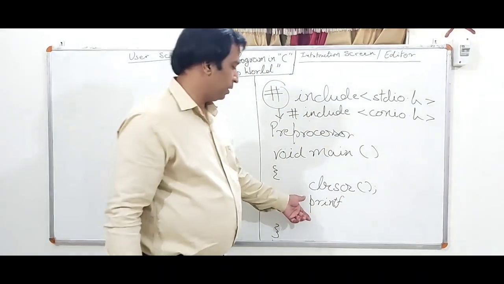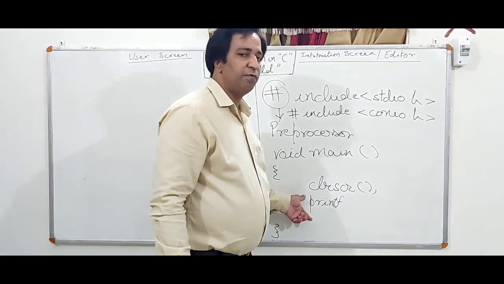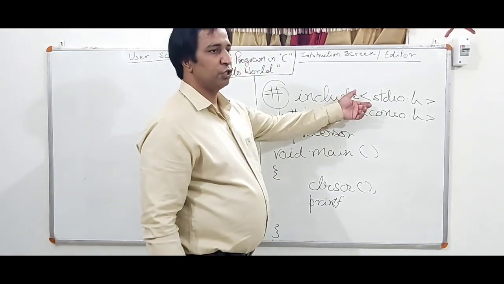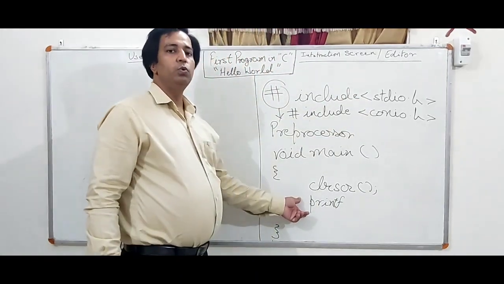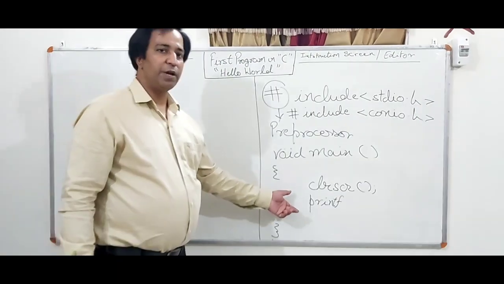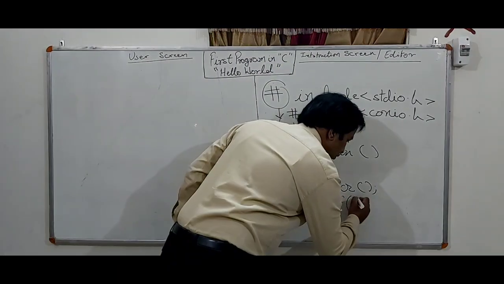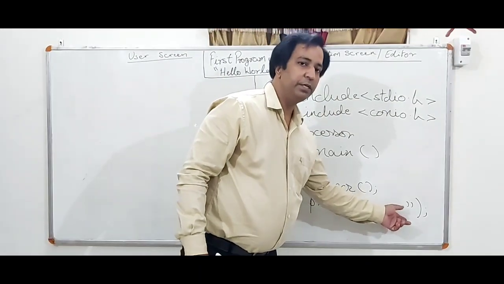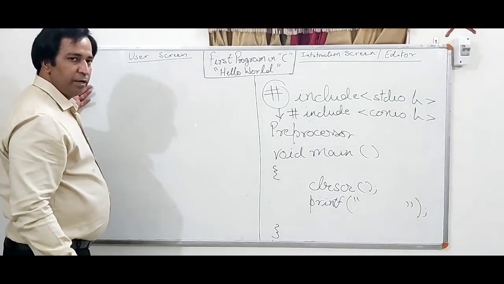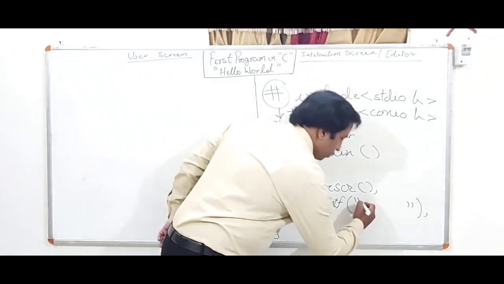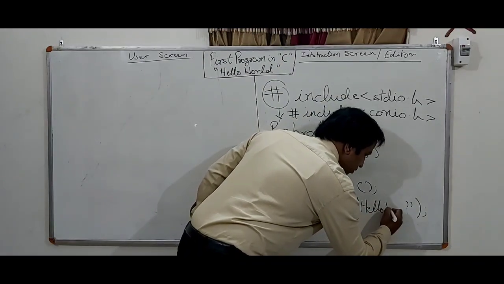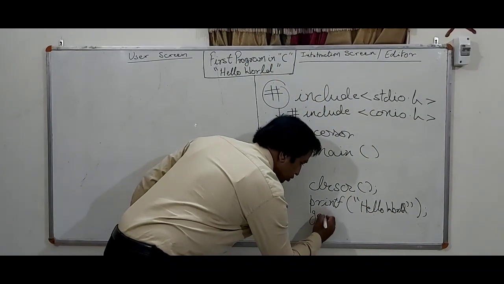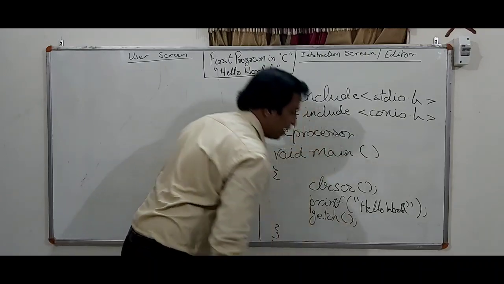In the next line, we will write the next function in our program, which is printf. Printf is a predefined function, and the task of this function is to print any phrase or any string that is given within the double quotes, to print this string on the user screen. So here we are going to write hello world, and the last instruction we are going to give here is getch.